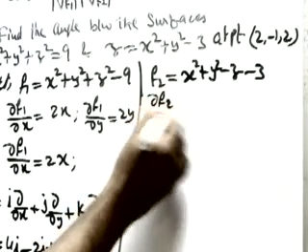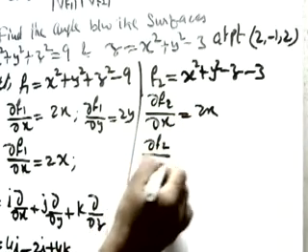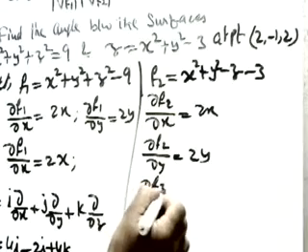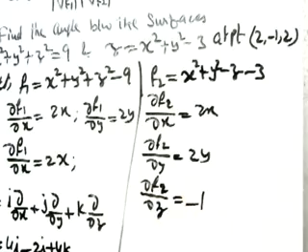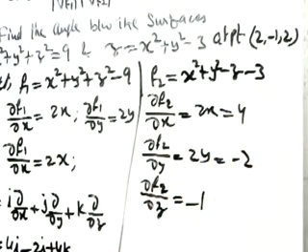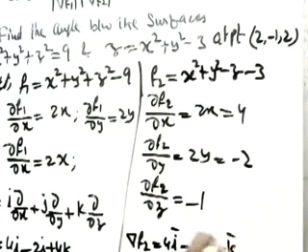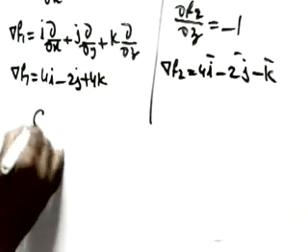Similarly, let me find del f2. Dou f2 by dou x, x square gives 2x. Dou f2 by dou y, 2y. Dou f2 by dou z, z gives minus 1. So if you substitute the point, 2 2s are 4, minus 2, and this is minus 1 only. Therefore, del f2 equals 4i, minus 2j, minus k. So we got del f1 and del f2.